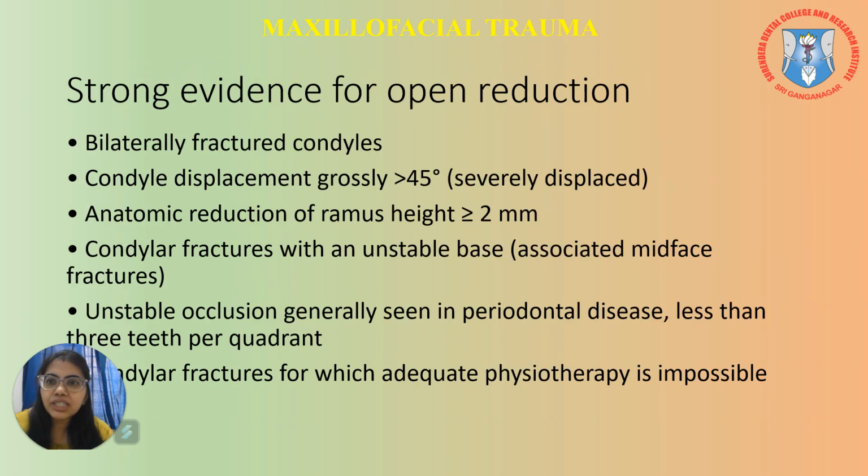Strong indications for open reduction are bilaterally fractured condyles displaced grossly above 45 degrees, or any anatomic reduction of ramal height of 2 or more than 2 mm. Condyle fracture with an unstable base, unstable occlusion generally seen in periodontal disease, less than 3 teeth per quadrant. Condylar fracture for which adequate physiotherapy is impossible.